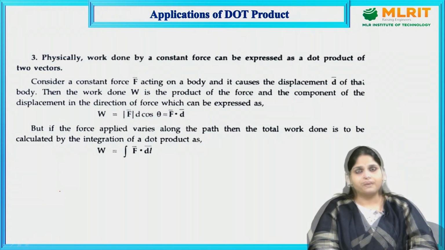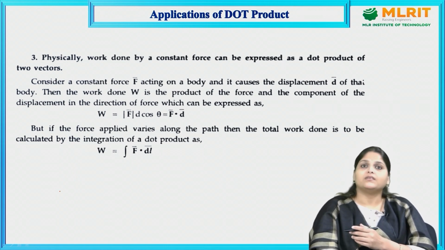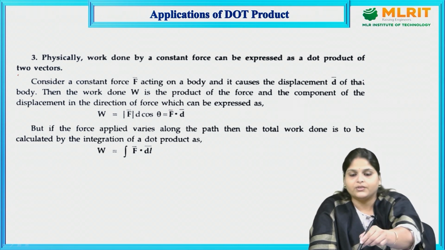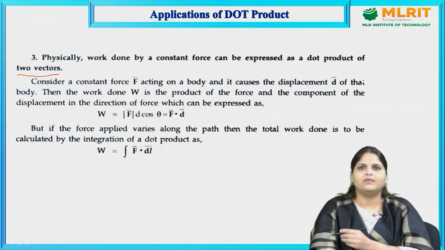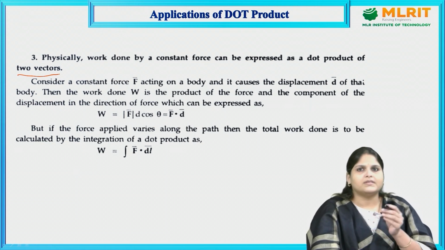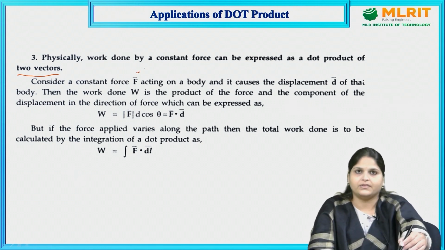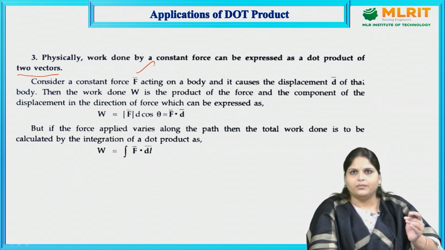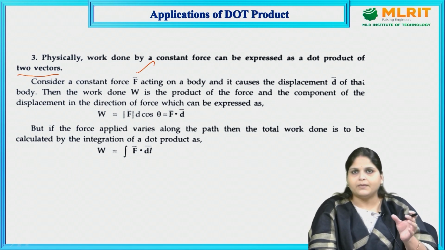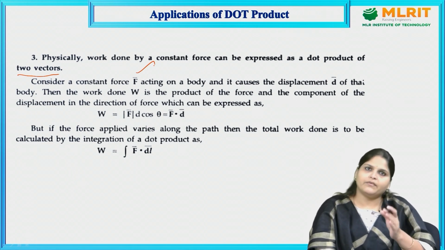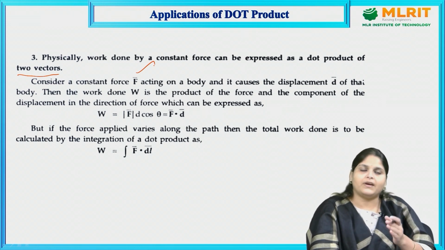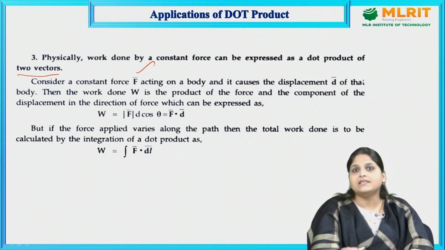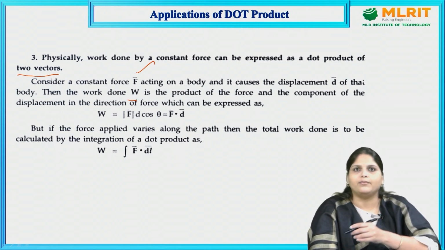Another application: we can also understand the work done by a constant force, which can be expressed as a dot product of two vectors. For example, let us consider a constant force F which is acting on a body, and it is causing a displacement d. That is natural when we are pushing a particular body. That means when we apply a force on a body, it will cause some displacement. So that force is F and that displacement is d, right? Then surely some work is done, which is given by W, right?